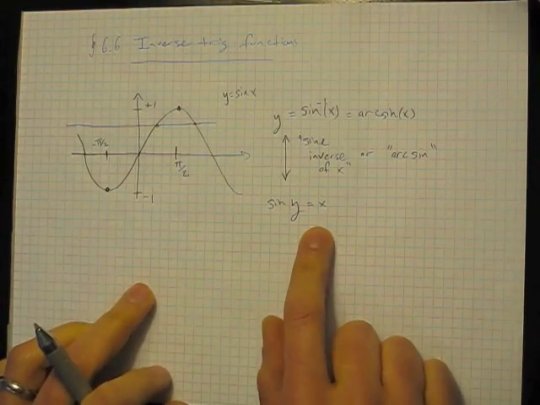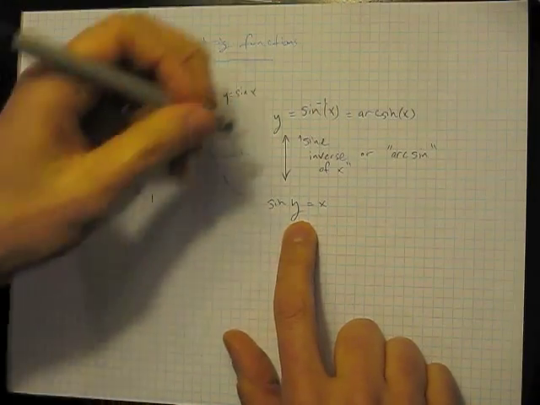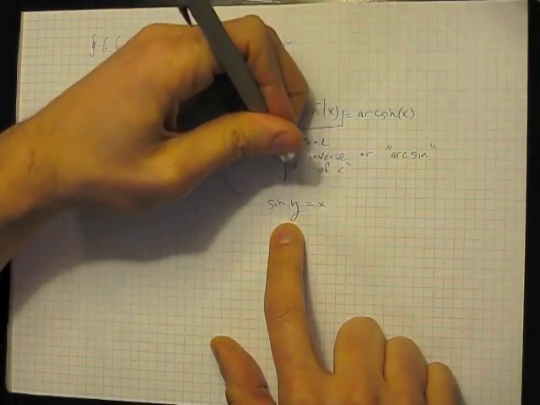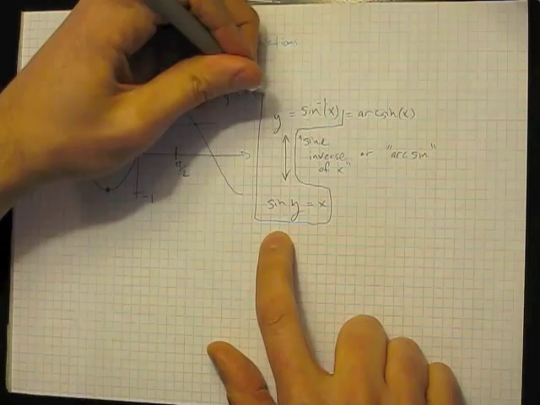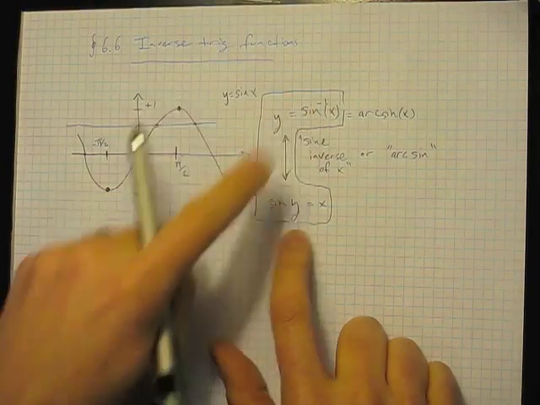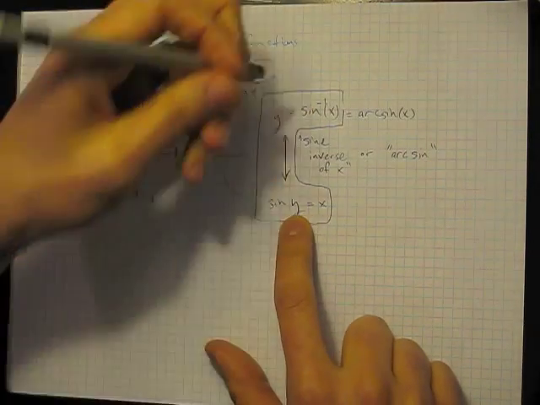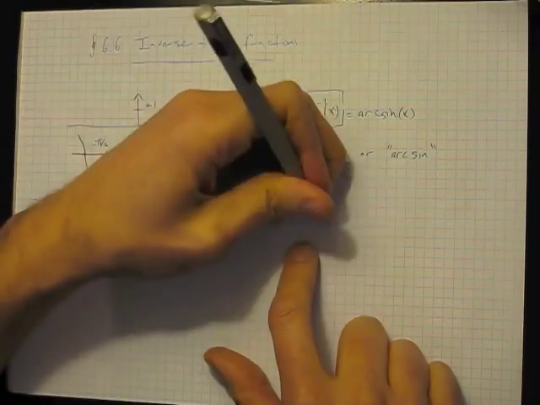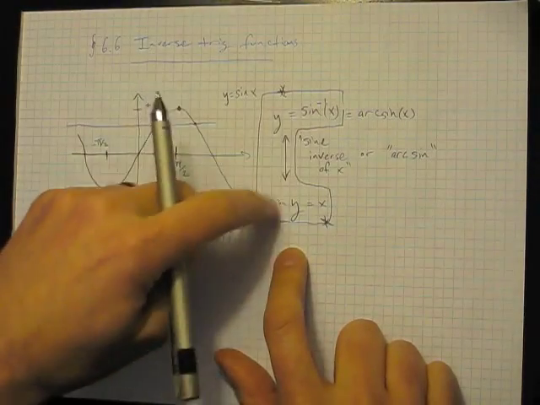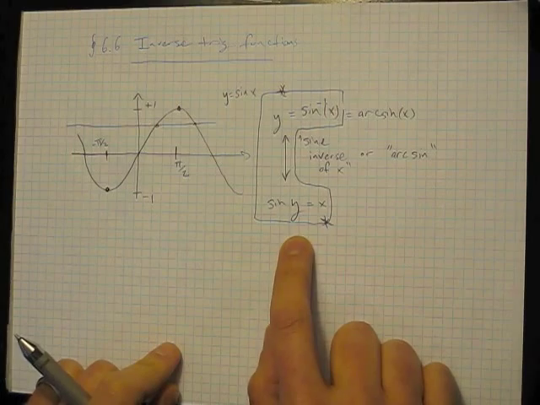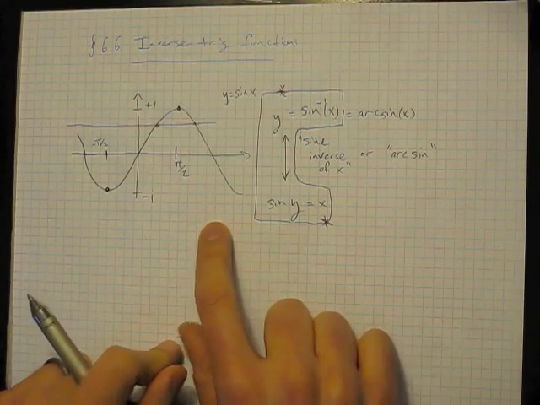Okay, so now how do we obtain the graph of this function? So again, this is the key relationship here. Y equals sine inverse of x means sine of y equals x. I can't emphasize enough, understanding this concept, which is our inverse function concept, will carry you through this section.